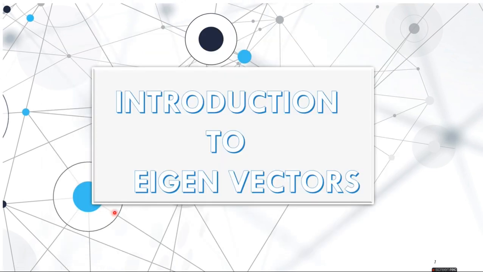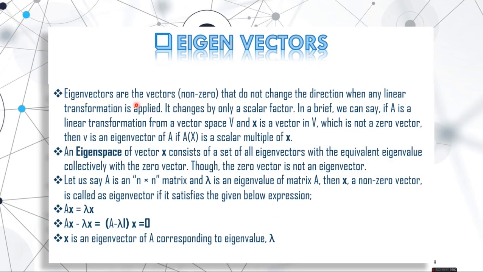Going to the next topic, I am going to introduce the eigenvectors. The eigenvectors come from the determinant of A minus lambda I into x equal to 0. Here the x is called the eigenvector. It means the column vector. The eigenvectors are non-zero vectors that do not change direction when any linear transformation is applied. It changes by only a scalar factor.